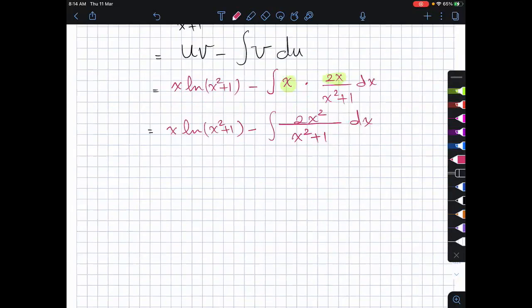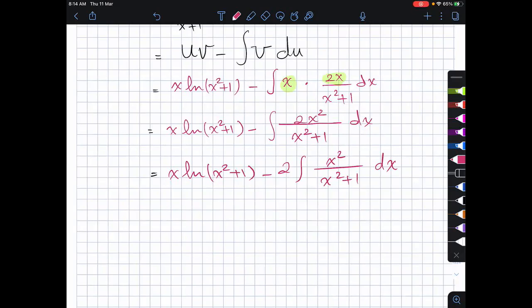We can take the 2 outside. If it were 2x, it would be the natural log of the absolute value of the denominator plus c, but here it's 2x squared. So take the 2 as a constant and we have x squared over x squared plus 1 dx.